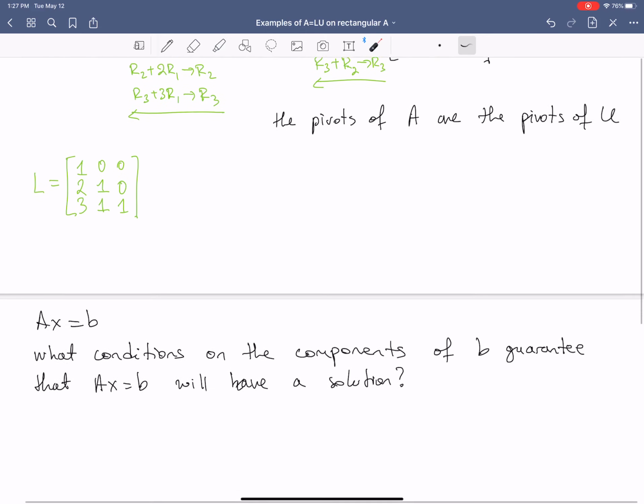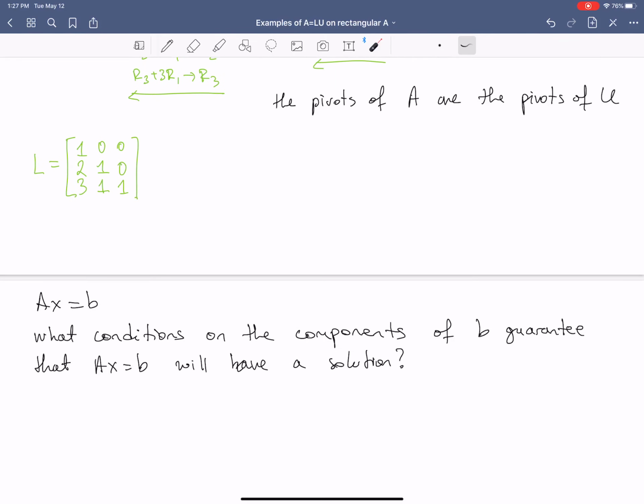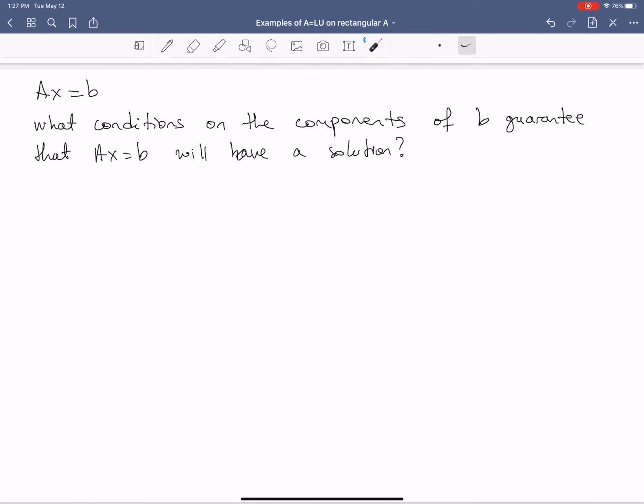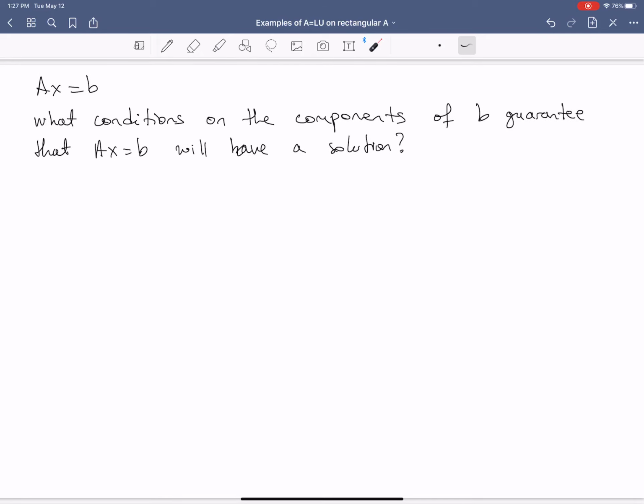So when we ask this question, what conditions on the components of B guarantee that AX equal to B will have a solution, we are saying, how can we describe those vectors which are in the plane and not somewhere else? Because A times X represents a linear combination of the columns of A, and if we want AX to equal B, it means that B must also be a linear combination of the columns of A.